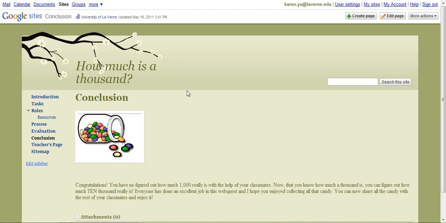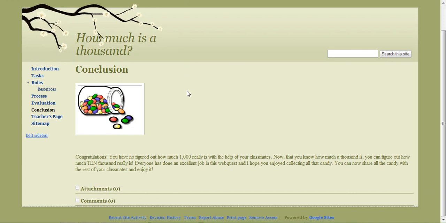My conclusion page is really simple. When they collect the candies, they also put them into a jar, and we would display them in the classroom on a little bookshelf. At the very end, once everyone has presented their projects, they'll be able to share the candies with each other and eat them as well.